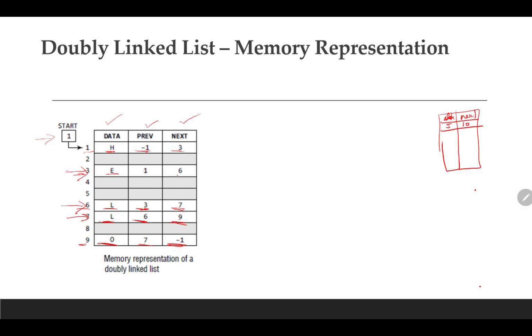So we will draw the doubly linked list using this. The first node address is 1. This is the first node, so the previous is null. The data is H, and what is the next node address? 3. The next node is saved in memory location 3. What is the previous node address? The previous node address is 1. The data is E. Then what is the next node address? It is 6.